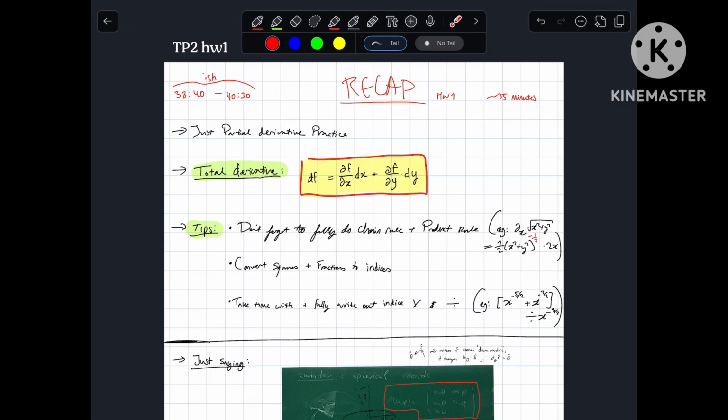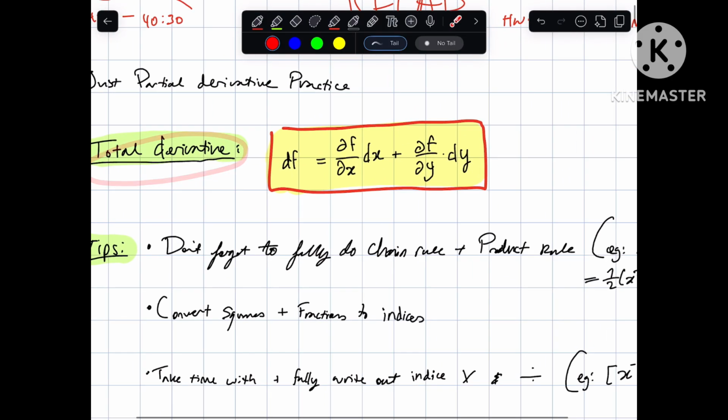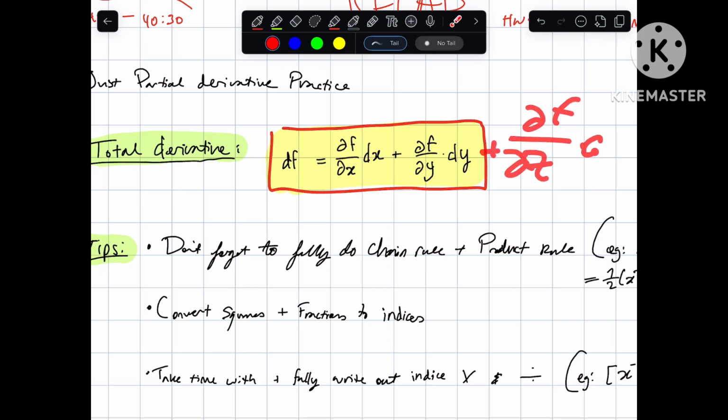Anyway, homework 1 was really just partial derivative practice. As you can see here, the only thing of note really was what a total derivative is, which is just this thing here that you're seeing on your screen, which is the partial derivative with respect to some variable times the differential element of that same variable. It can go on. You can also have a z version of this, dz times dz.